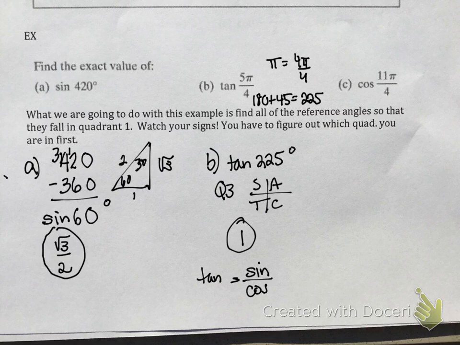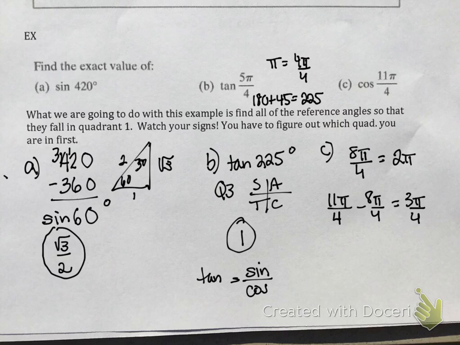Okay, part C. We have 11 pi over 4. Well, I know because the denominator is a 4, it's a 45-degree angle. If I double the denominator, I get 8 pi over 4. And the reason why I'm telling you that is because that's equivalent to 2 pi. So if I take 11 pi over 4 minus 8 pi over 4, I get 3 pi over 4.